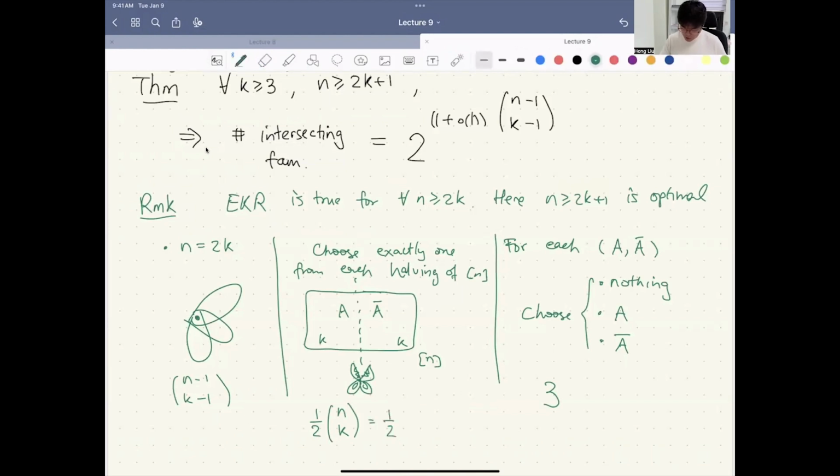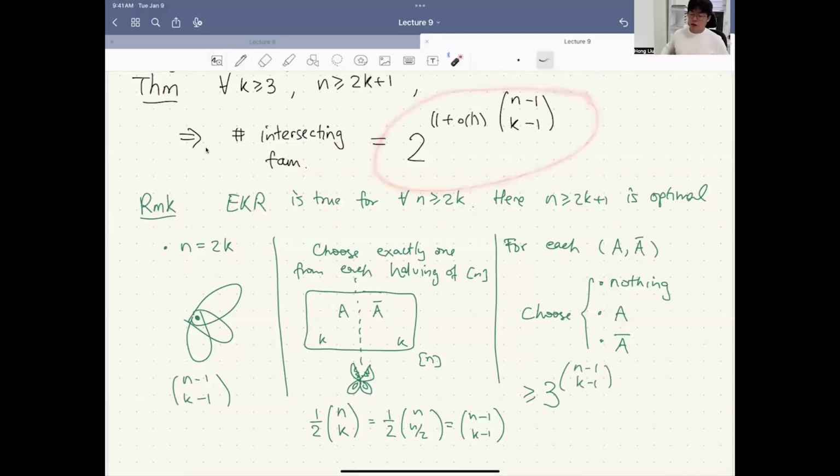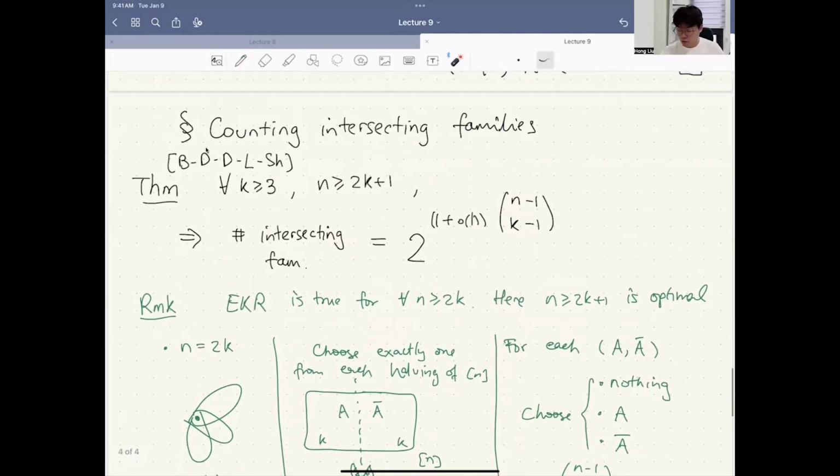Equals 1/2 n choose n over 2. If you do the calculation, this is the same as n minus k minus 1. So this is why this case is special. Now, for this many pairs of a k-set and its complement, you have three choices. So the number is at least 3 to the n minus 1 choose k minus 1, which is exponentially larger than the above. So this is optimal.